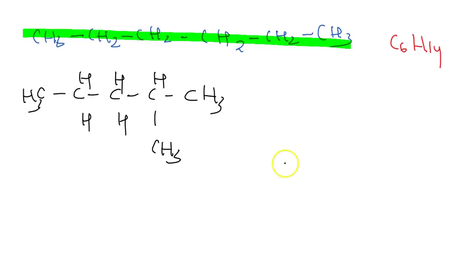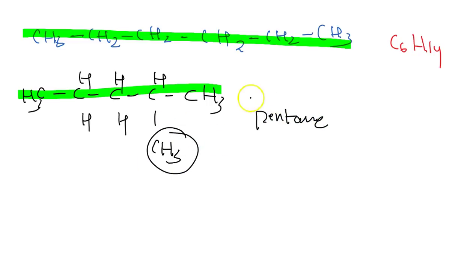Now, can you please try to name this molecule? 5 carbons in a row, so it obviously has to be pentane. But then which pentane is this? Methyl group on second carbon. So this is 2-methyl pentane. Correct? So this is 2-methyl pentane.